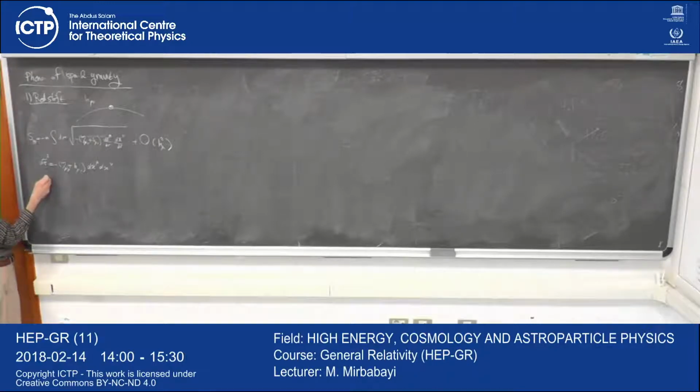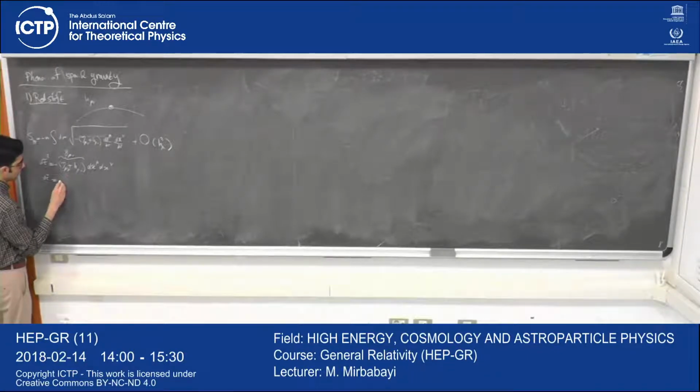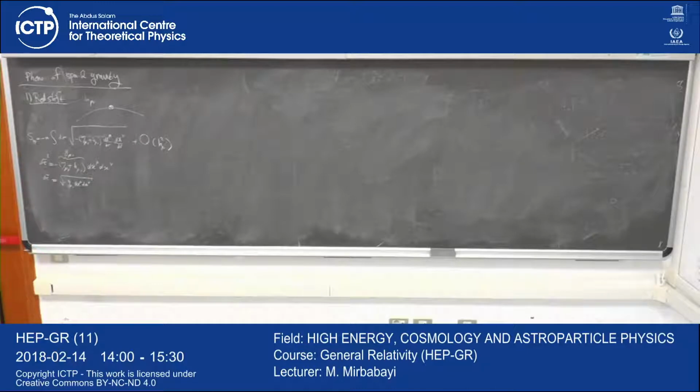So this will be the time, or if I take the square root and define, let's just call this object g mu nu. Then this will be the time that the clocks are going to observe. So by analogy, we did that on gravity.